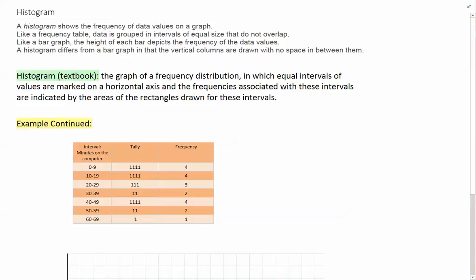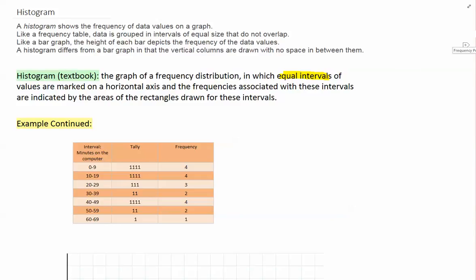And this is the definition of a histogram from the textbook. A graph of a frequency distribution in which equal intervals of value are marked on a horizontal axis. So the intervals are equal, and we did that. Marked on a horizontal axis, and the frequency associated with these intervals are indicated by areas of rectangles drawn. And so that's the data that we had, and we drew our histogram. I'm not going to redraw it. I forgot that I had a second sheet here.